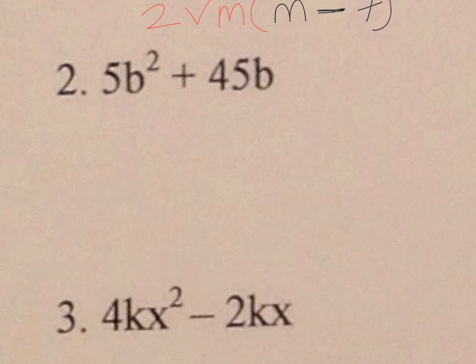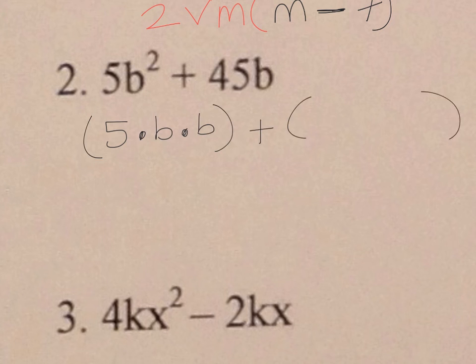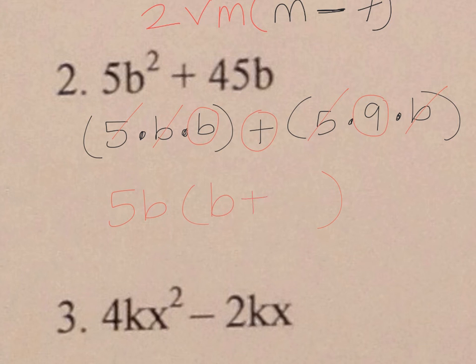We're going to still break it down into different factors. If I look at 5b to the power 2, that's a 5 times b times another b, plus 45 is basically 5 times 9. So 5 times 9 times b. Now let's figure out what's in common. I see 5b in common, so that's going to be my GCF. Now my second factor is going to be b plus 9. And there you go. This is my factored form.